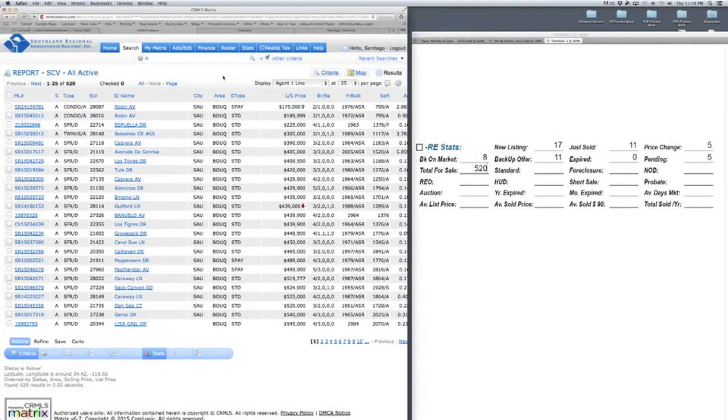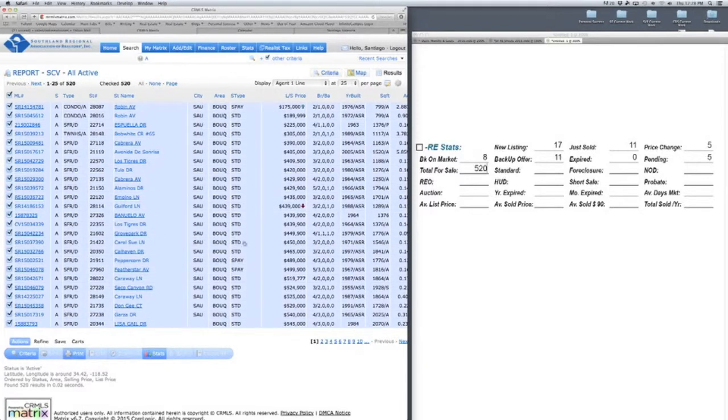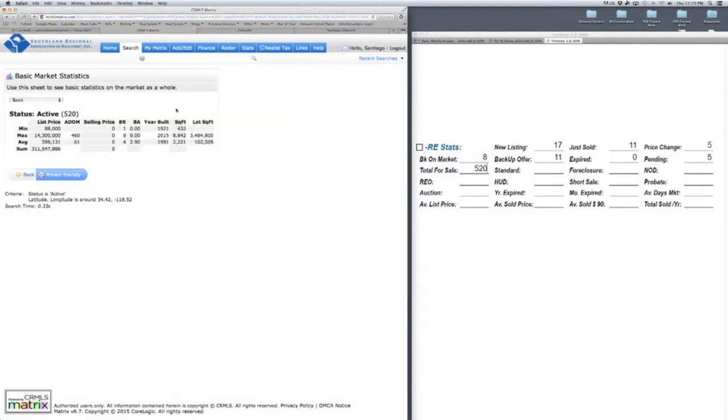Now, because I know my way around my MLS and I try to get this information as quickly as possible, it normally takes me about 5, maybe 7 minutes every morning to get my stats, okay? I'm going to select all of my 520 here, and I'm going to go down to my stats at the bottom and click on tabular. This is going to give me kind of an average of everything that's going on, okay? So I'm going to jump ahead on our graph here.